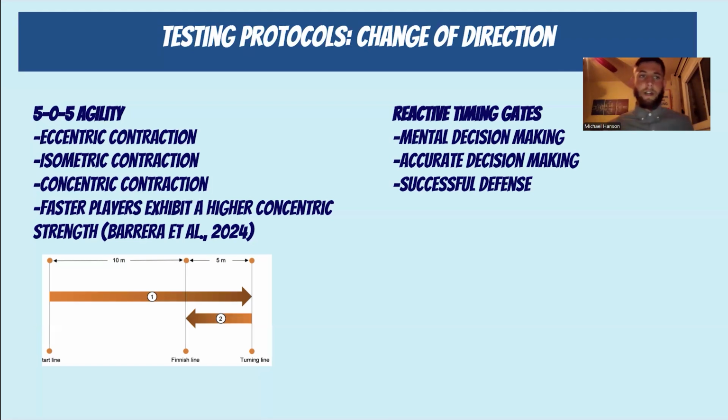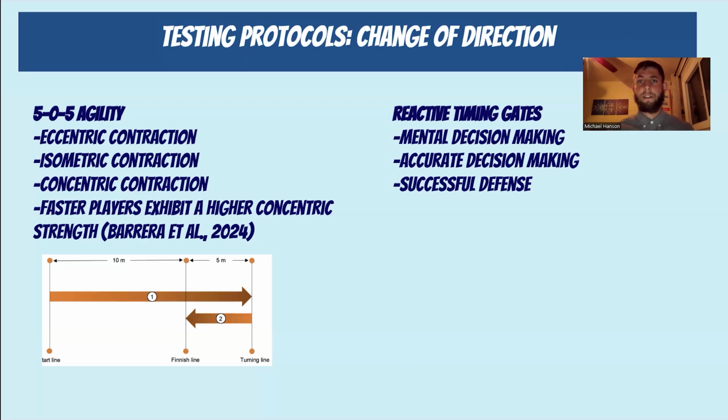So this is a good test for agility purposes, though it does have questions of validity, as it doesn't necessarily test agility. Agility needs a mental factor, a mental decision, some sort of stimulus that the player has to react to. This doesn't have that. It's great for change of direction. We can measure that, but this doesn't have that stimulus to make it agility. As a player, they know when they're starting, they know where to go, they know where to turn. The timing starts on them. There's no reactive purpose. So that's why we're also going to include reactive timing gates.